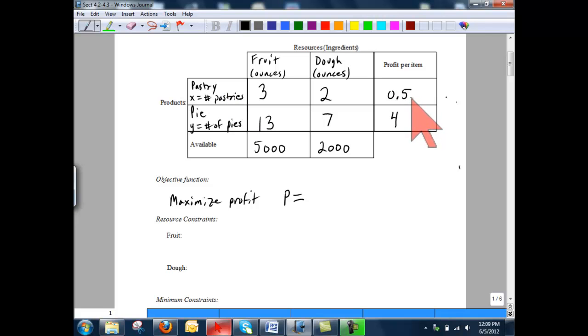So if I make 2 pastries, I make 50 cents times 2. If I make 10 pastries, I make 50 cents times 10, and so on. So if I make x pastries, and right now I don't know what x is, so we actually will use the letter. If I make x pastries, then the profit from making pastries is going to be 0.5x.